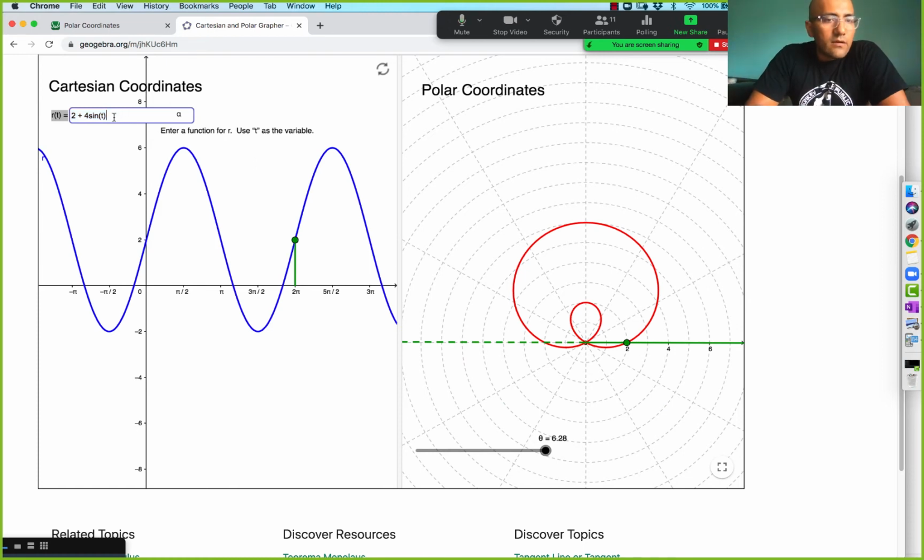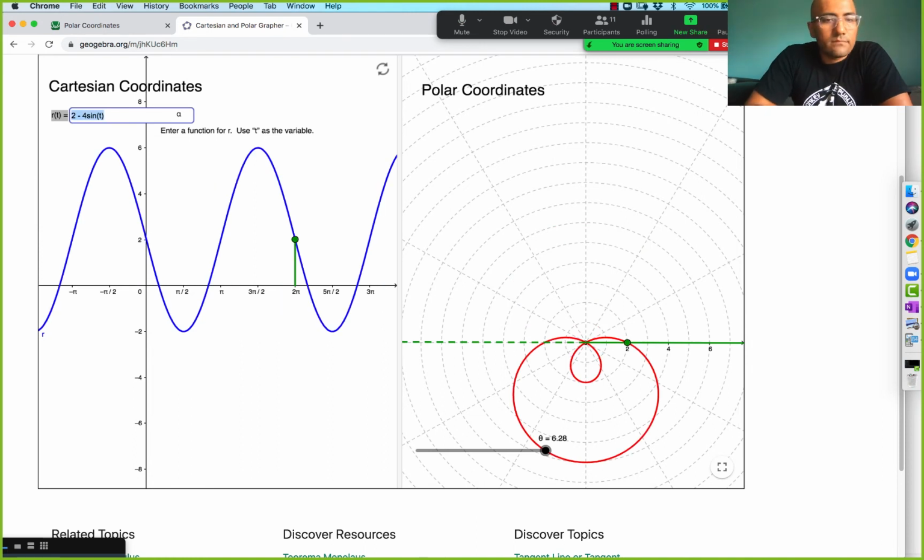Back to this guy. Okay, and then what happens if I make this a minus? It just flips it upside down. Okay, let's play around with this thing again.